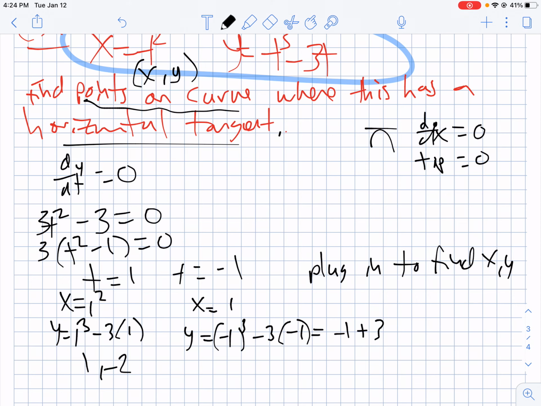Oh, it's the same point? Oh, that's kind of weird. Okay, so it's still just the point 1 comma negative 2. Oh, that's positive 2. Yeah, I'm dumb. All right, so those are the 2 points.